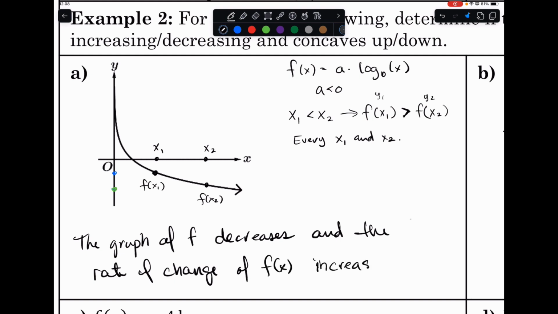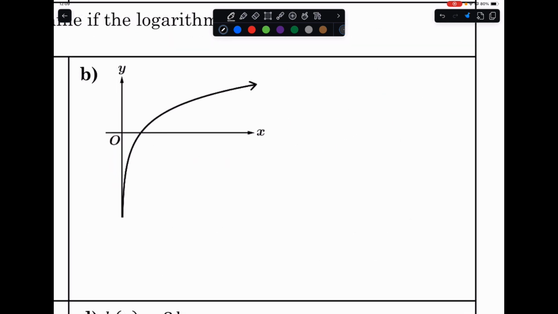increases. Okay. Now let's look at example B.